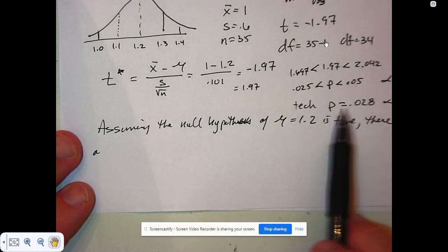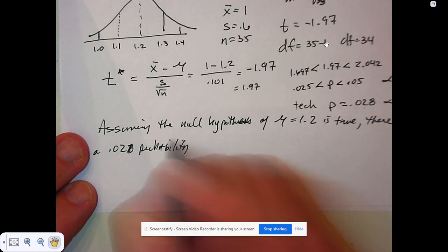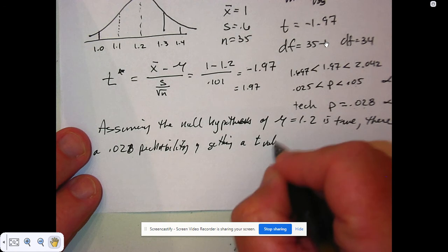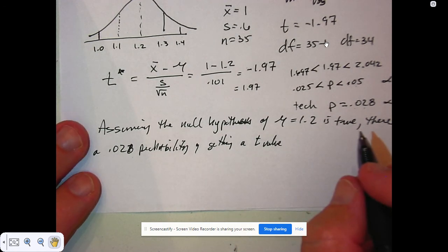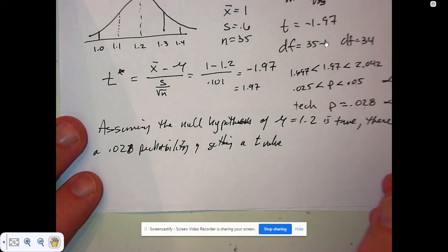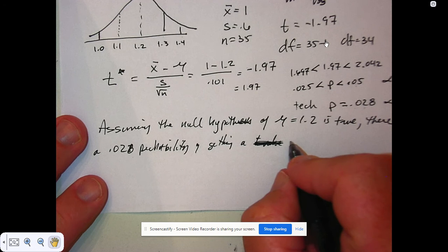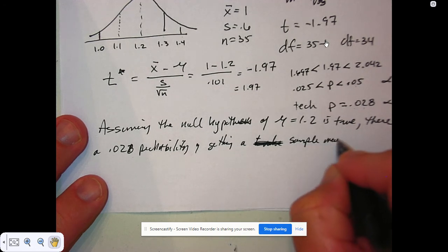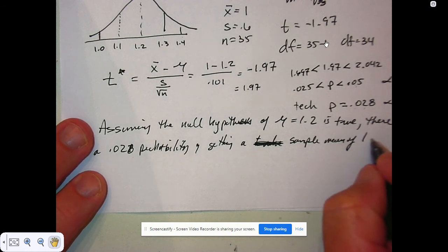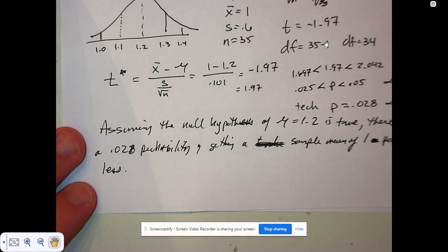Assuming the null hypothesis of mu equaling 1.2 is true, there is, what's the p-value? The p-value is 0.028. There is a 0.028 probability of getting a sample mean of 1 pound or less, because it was a left-tailed t-test.